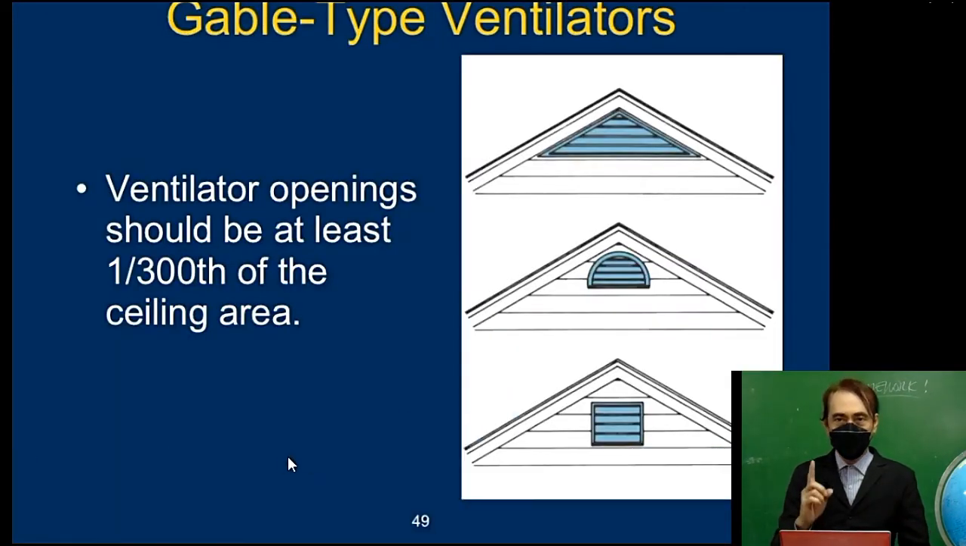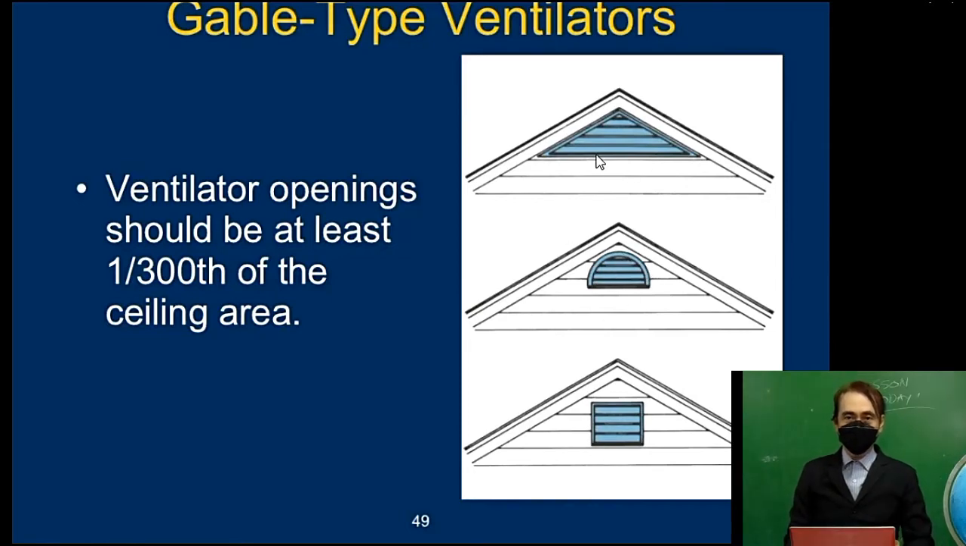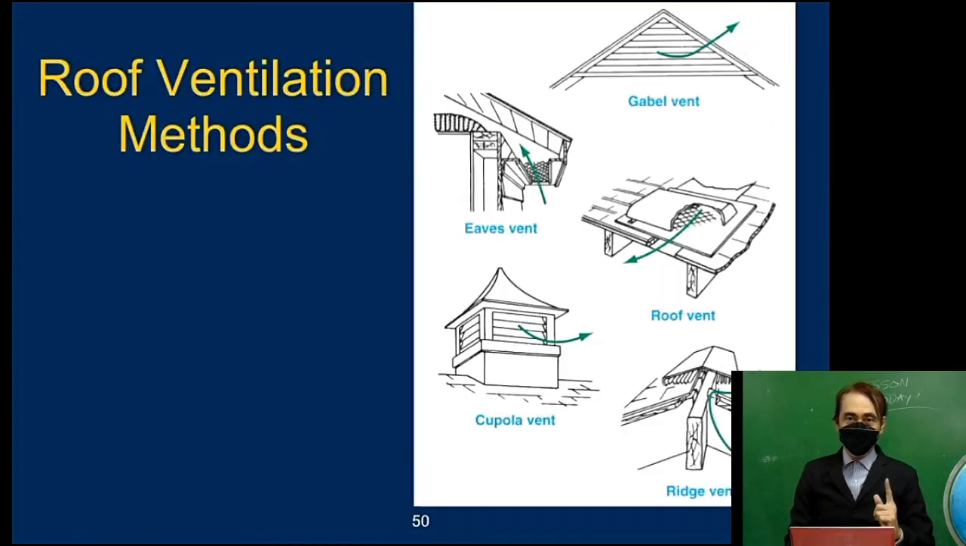The gable type ventilators are the most common ventilators for roofs. Here are some designs, guys: the square, semi-sphere, and triangle. Roof ventilation methods: the gable vent, eaves vent, roof vent, cupola vent, and the ridge vent.